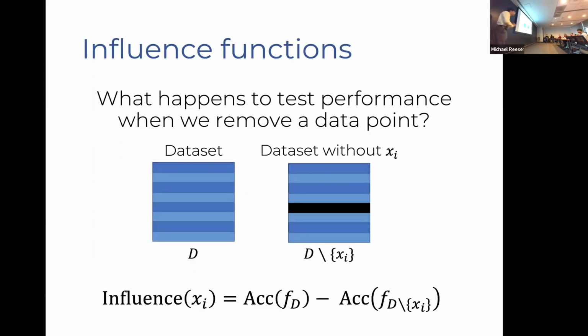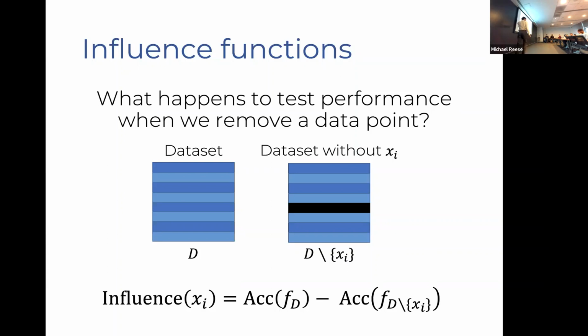The way we're going to look at our pre-training data is using the framework of influence functions. In the simplest form, an influence function asks: what happens to your test performance when you remove a data point? The influence of that data point is how much it affected your test performance.